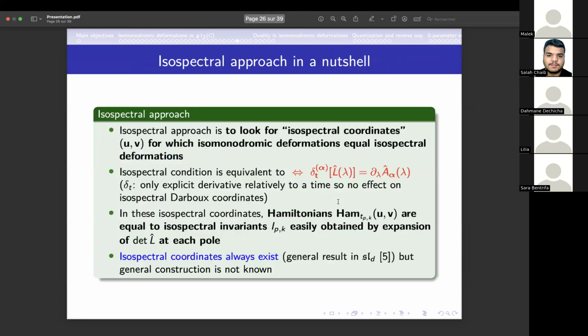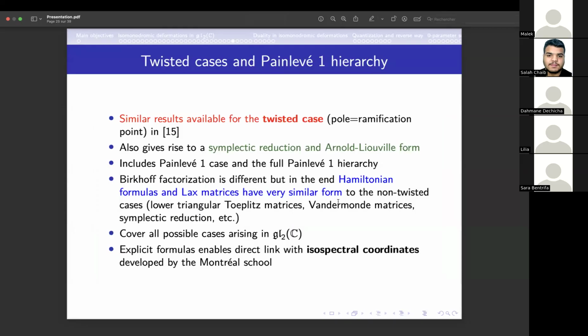Now I'm going to go for another result that is related to the isospectral approach. But before that, are there any questions on the first two parts?